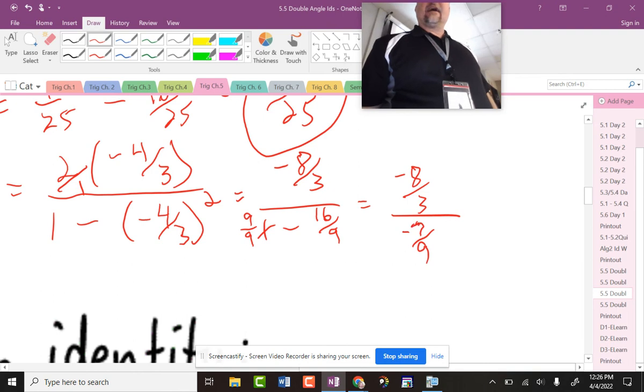Okay, and then how do you divide a fraction? It's multiplied by its Ivo? Nope.